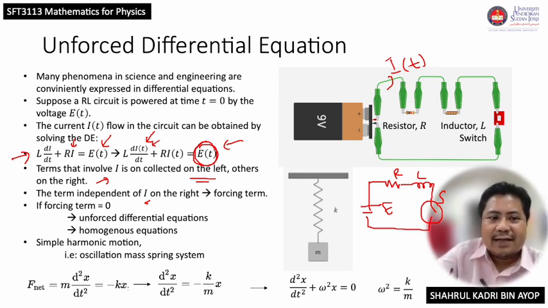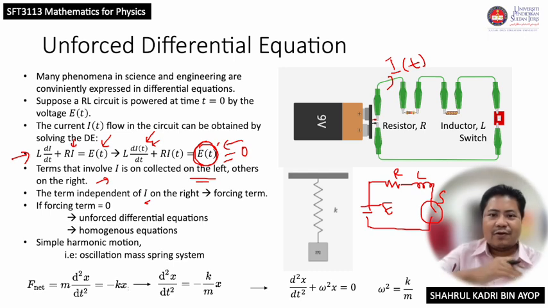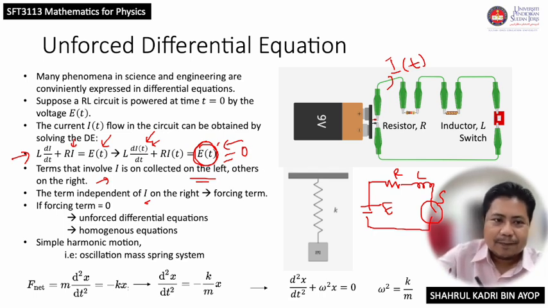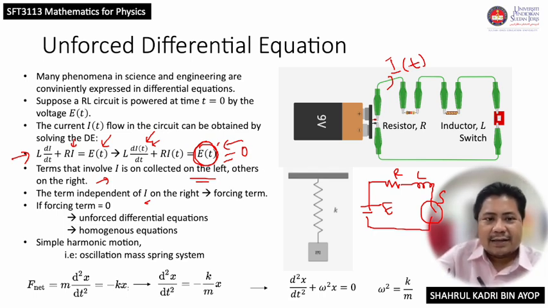So if the forcing term is 0, so suppose that this is equal to 0, then this equation we can call an unforced differential equation. That means if there is no forcing term, so the right side equals 0, the equation is called an unforced differential equation. Or there is another name for it, it is also called a homogeneous equation.